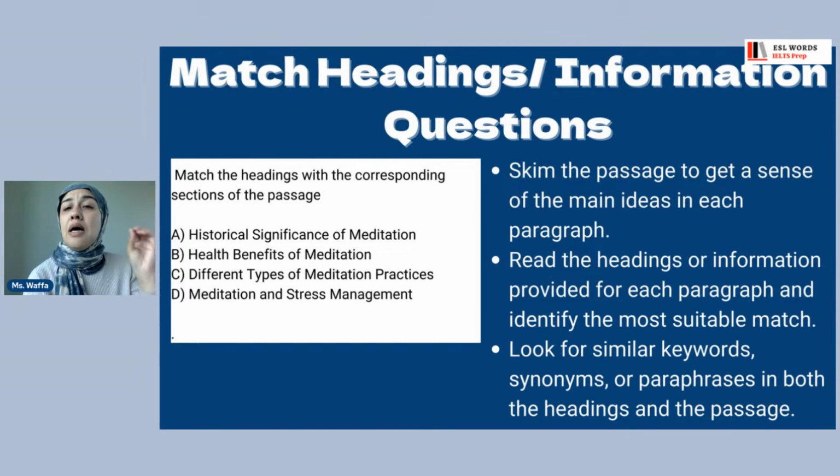I highly recommend that when you are given this type of question, you first read the passage and then you come to the headings and you skim them. The reason why I recommend this is because if you get a gist of each paragraph, then it will be a lot easier to find the headings that match the appropriate paragraph. So, first, you need to skim the passage to get a sense of the main ideas in each paragraph. And then you need to read the headings or information provided for each paragraph and identify the most suitable match.